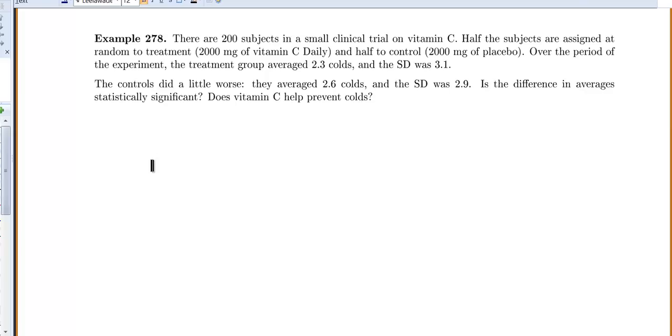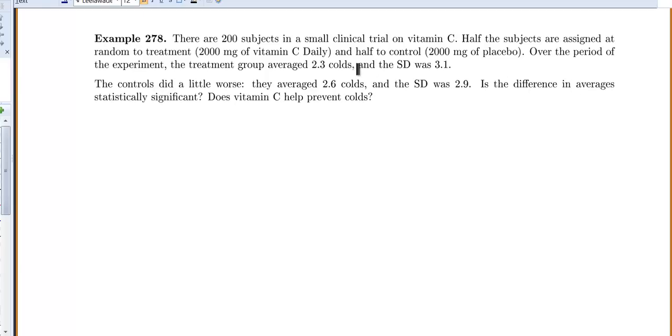So example 278, there are 200 subjects in a small clinical trial on vitamin C. Half the subjects are assigned at random to treatment and half to control. Over the period of the treatment, the groups averaged 2.3 colds and the SD was 3.1. The controls did a little worse, they averaged 2.6 colds and the SD was 2.9. Is the difference in the averages statistically significant?